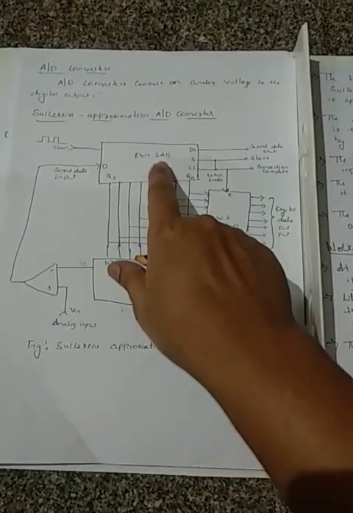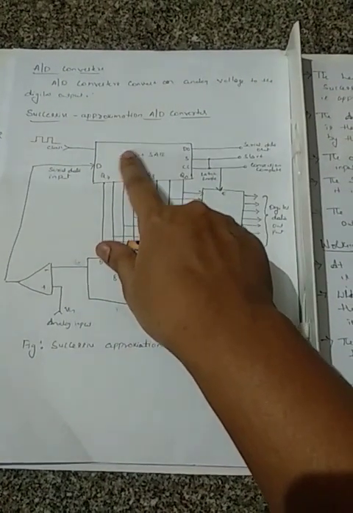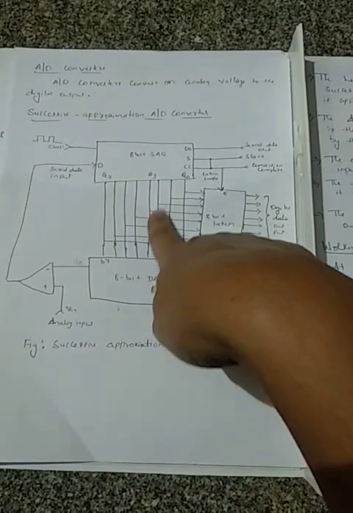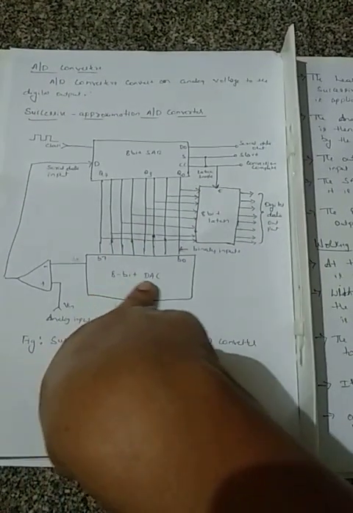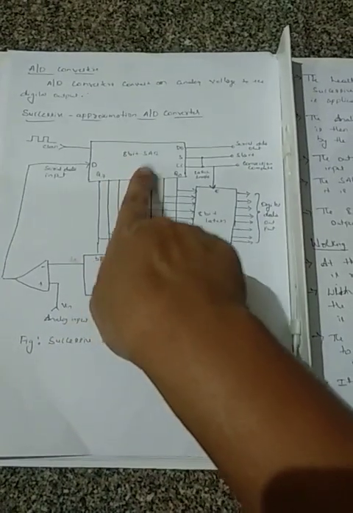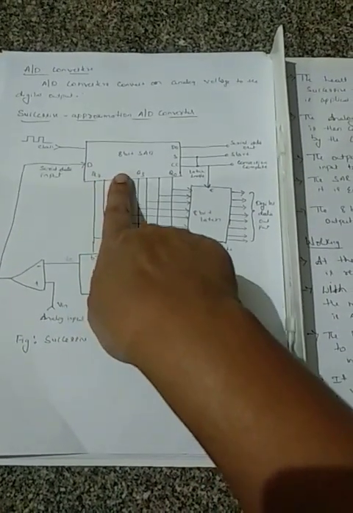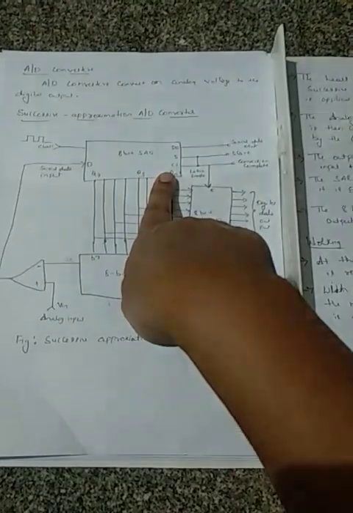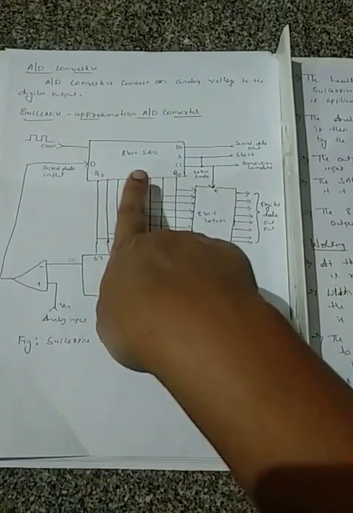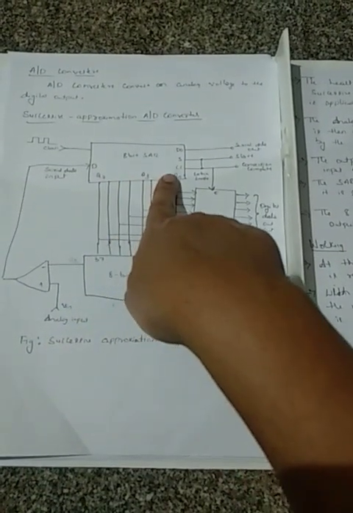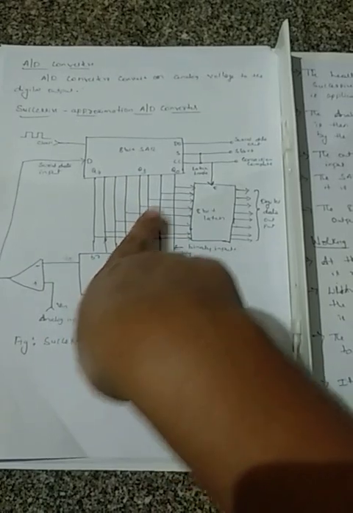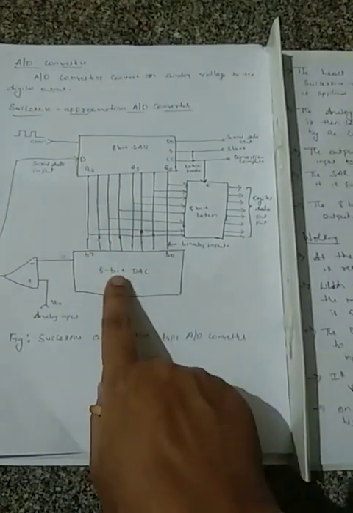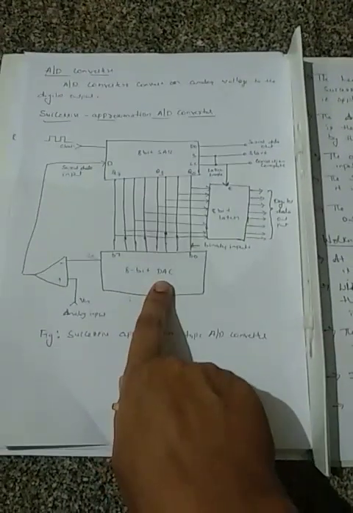The heart of the circuit is the 8-bit successive approximation register whose output is applied to the 8-bit digital to analog converter. This is also an 8-bit DAC. It consists of 8-bit registers, and each register will store 1 bit of data. The data from the 8-bit SAR is given to the 8-bit DAC, that is the digital to analog converter, and this data is converted into an analog signal from the 8-bit DAC.